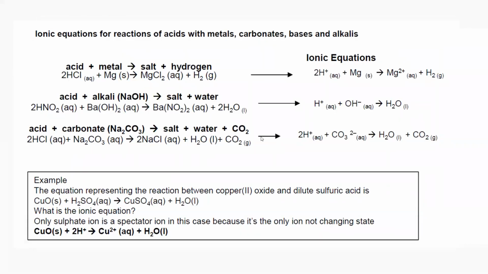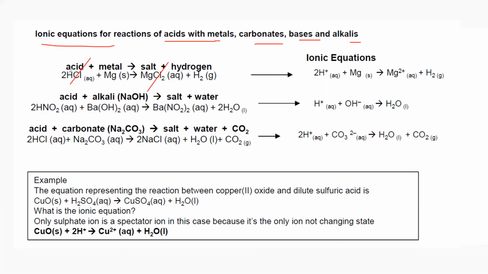Then if we summarize writing the ionic equation for different reactions: ionic equation for the reaction of acid with metal, carbonate, base, and alkalis. So acid plus metal gives salt and hydrogen. What we do is cancel out the common ions. What are the common ions here? The common ion in aqueous is chloride, so we cancel the chloride ion.